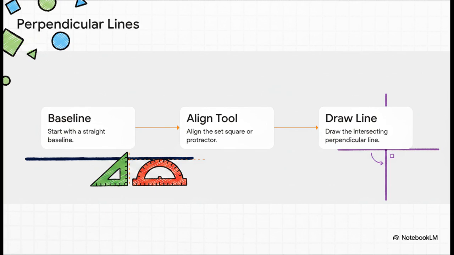To construct perfectly perpendicular lines, you can't just eyeball it. You have to follow a precise physical procedure. First up, you start by drawing a totally straight baseline. Second, you carefully align the flat edge of a set square, or the center mark and 90-degree marker of a protractor, exactly along that baseline. And third, you simply draw your intersecting line right up along that vertical edge.